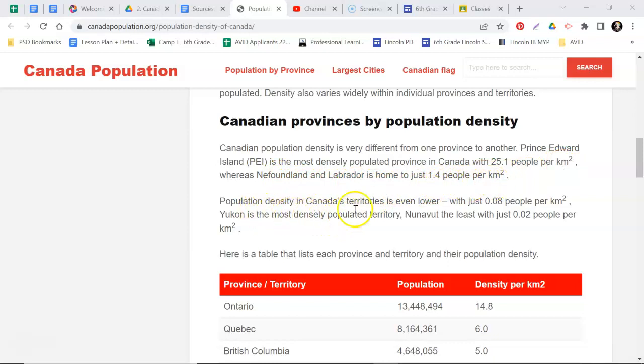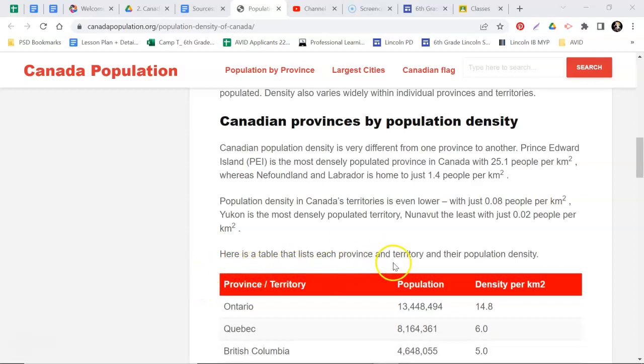Population density in Canada's territories is even lower with just 0.08 people per square kilometer. Yukon is the most densely populated territory, Nunavut the least, with just 0.02 people per square kilometer. So we have some information about the north there. You might want to record something, but you can also wait till we get down to the table.